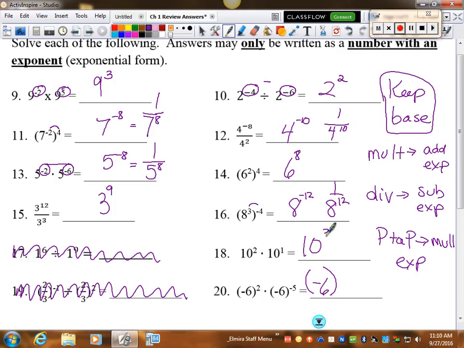This is a multiply, so 10 to the 3rd. This is a multiply, so add 2 plus -5 is -3, which we make a fraction. 1 over -6 is the base. It stays the same to the 3rd power.